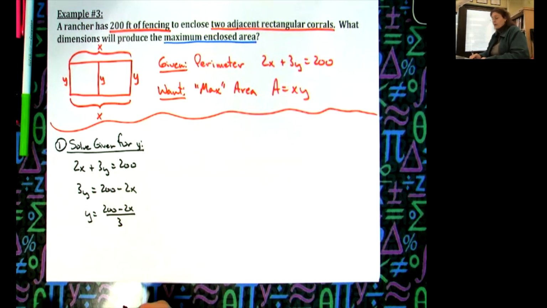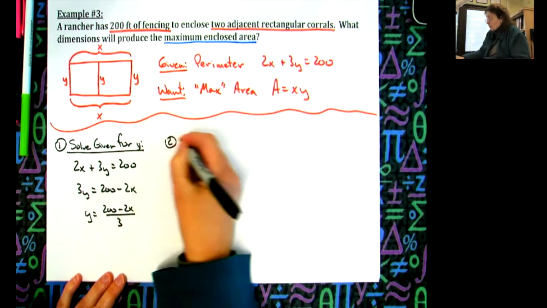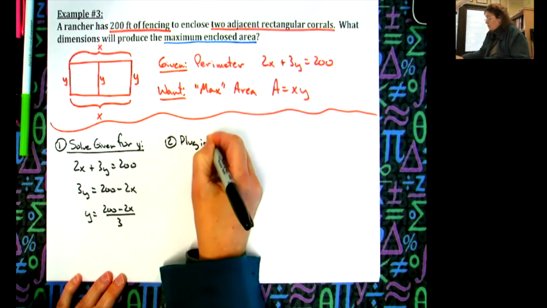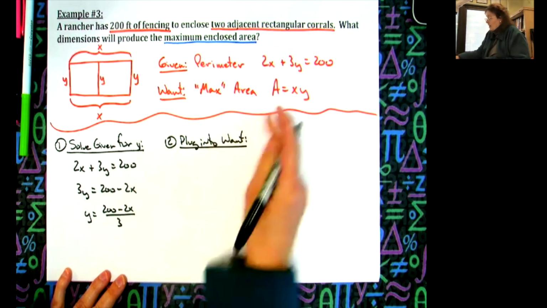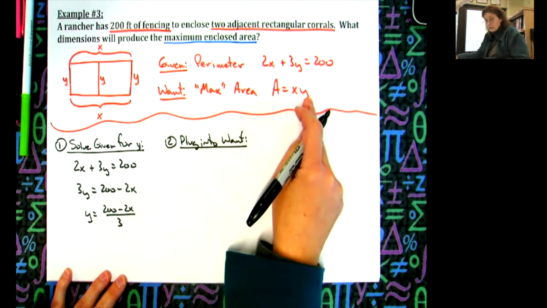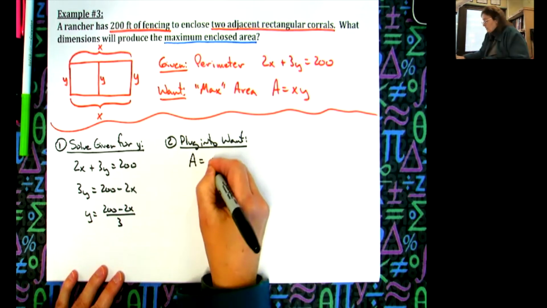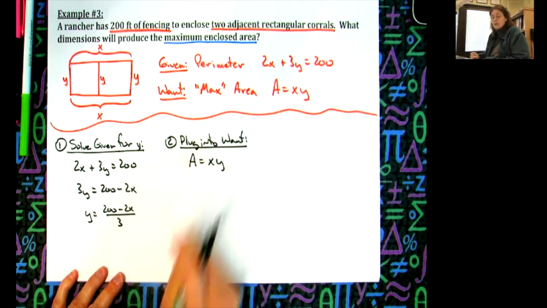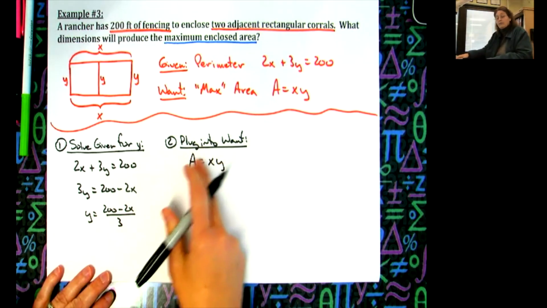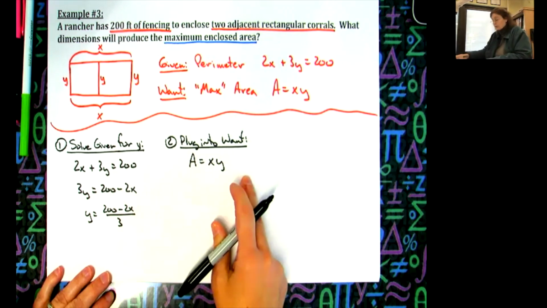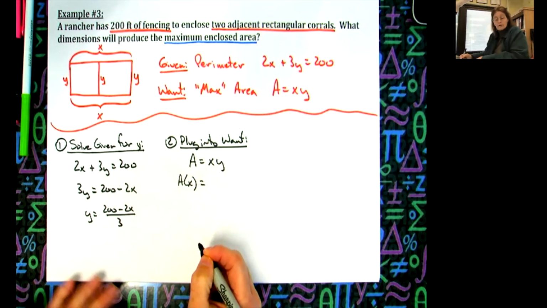Now, second step, after you've solved for y, plug it into your want. So plug into want. I am going to take that want equation, which I wrote in terms of x and y, just a nice little formula. When I plug this in, I'm creating that function notation. I want it to be all in terms of x, so that A is going to become A of x. I'm introducing that function notation.